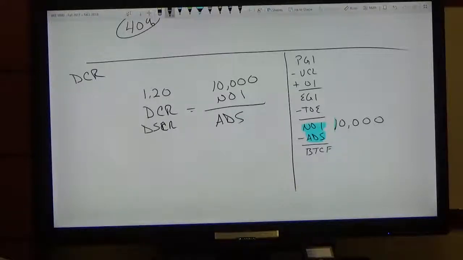So now all you've got to do to back into the maximum annual debt service that they would allow you to have is to take that $10,000 and divide it by 1.2, and you're going to get a maximum annual debt service of $8,333 and obviously 33 cents. Okay? Does that make sense to everybody?